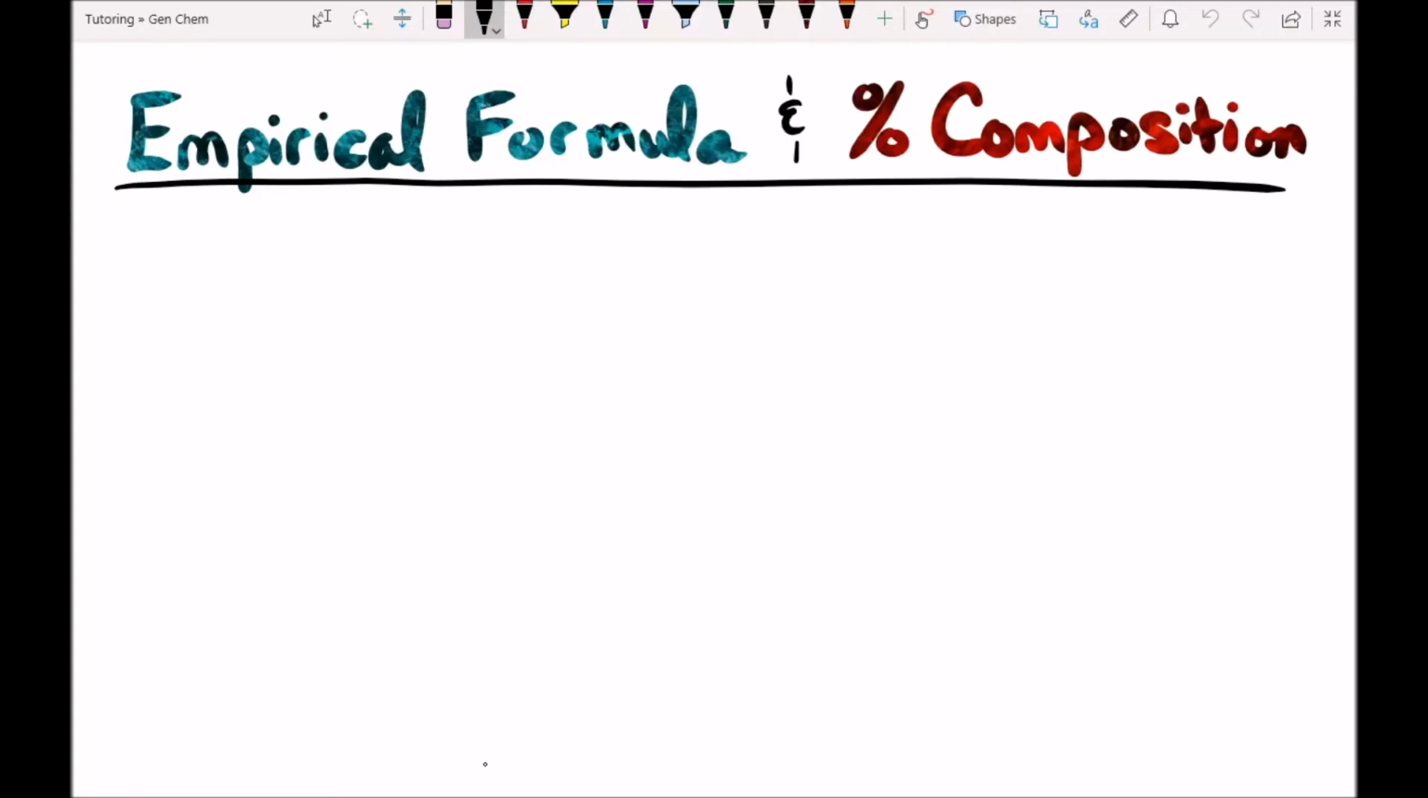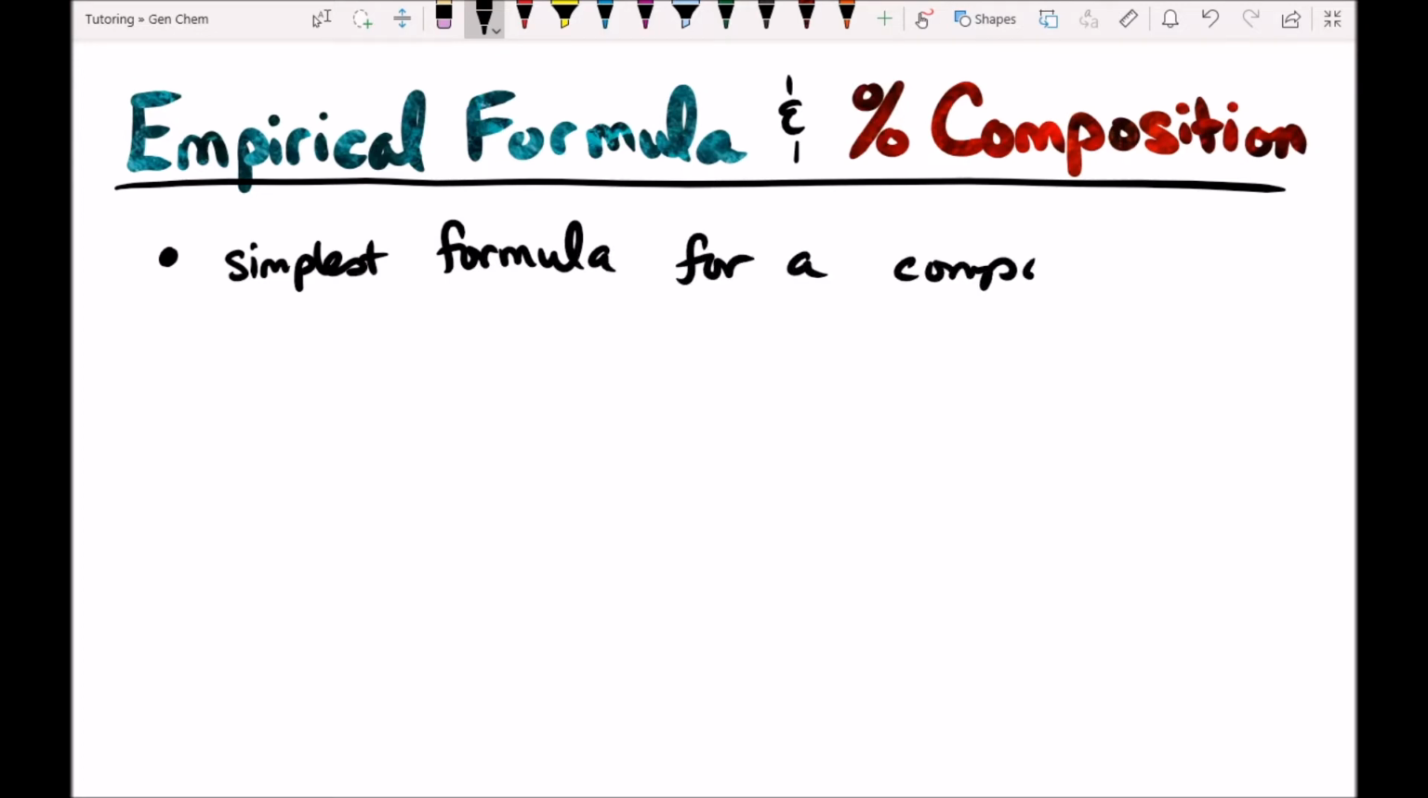In this video, we're going to talk about the relationship between empirical formula and percent composition, and how to obtain the percent composition by mass of a compound from its empirical formula. So just to review, the empirical formula is the simplest formula for a compound that maintains the proper ratio of elements.